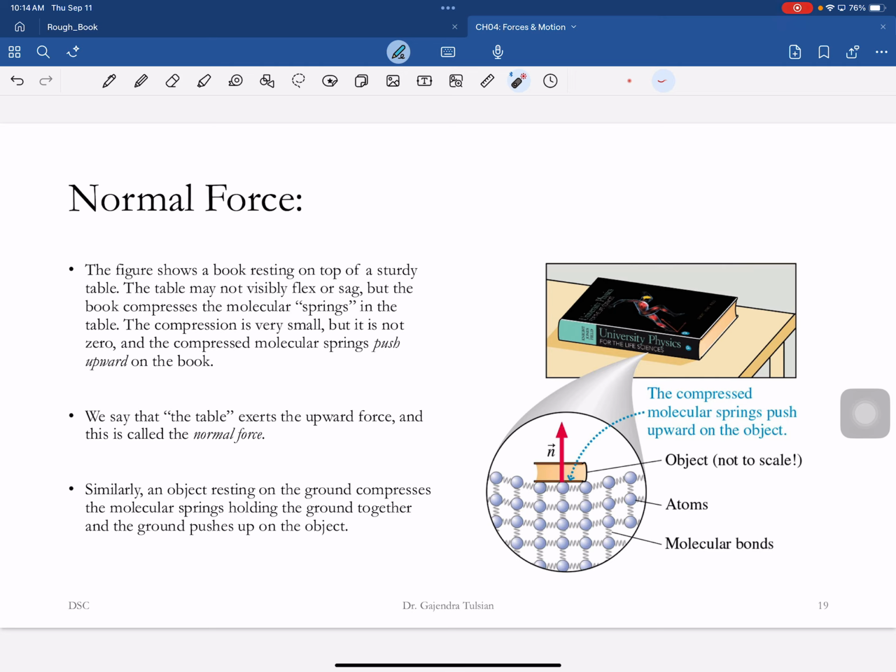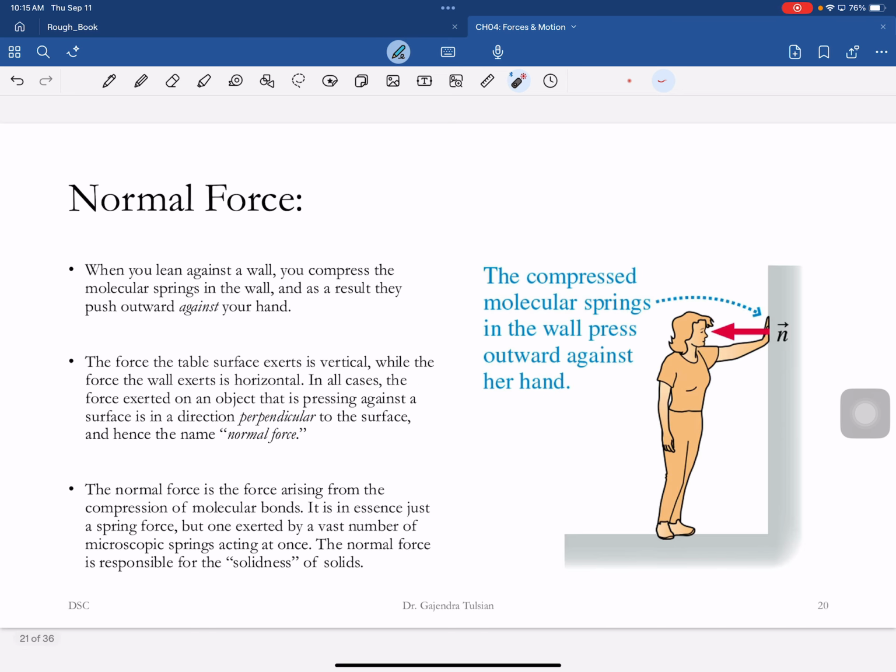So we say that the table exerts an upward force, and that's called a normal force, again because it's perpendicular to the surface. An object resting on the ground compresses the molecular springs holding the ground together and pushes the object up. So when you're standing, those molecules are compressed, and that's what's pushing you. That doesn't happen when you're trying to walk on water. Same thing happens when you push on a wall. The atoms there compress and they push back.